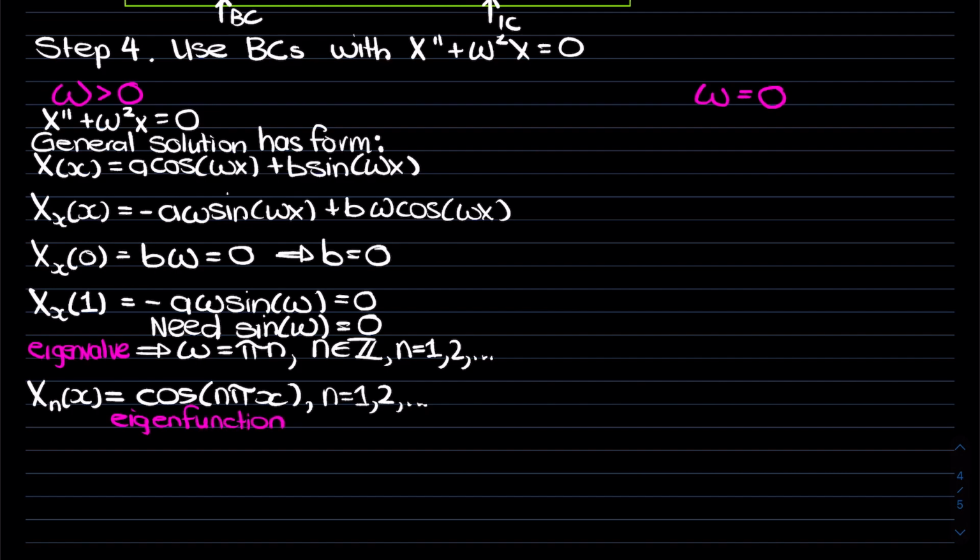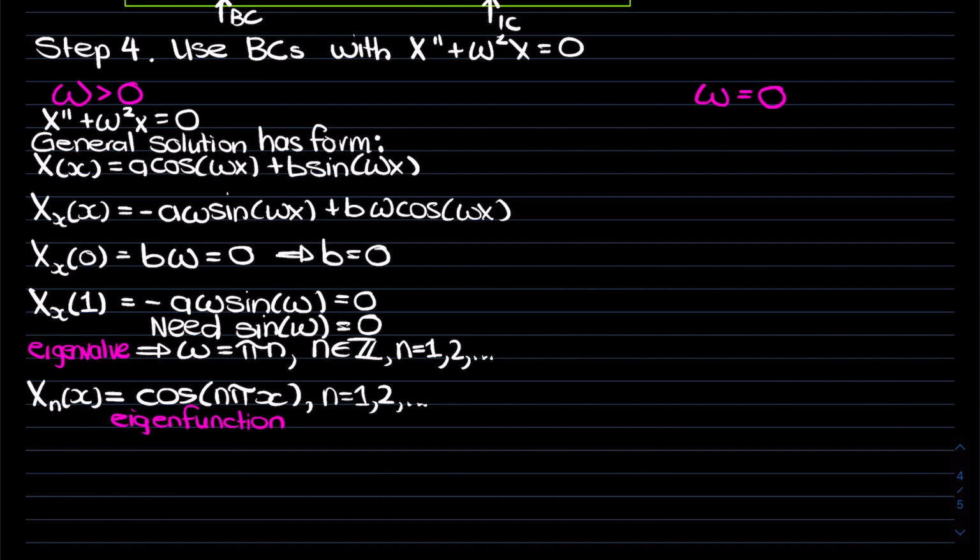Now you can also write it with a constant in there, and that's because a multiple of an eigenfunction is also an eigenfunction. So you may see it written with a constant in there, or you can write it without the constant, either way. It's usually written without the constant, but both are correct.